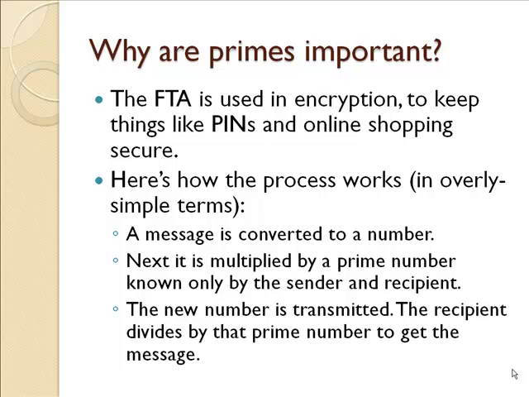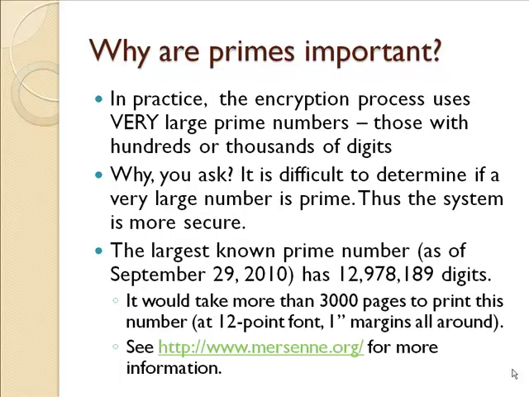In practice, prime numbers like 13 or even 97 are not used. Those are much too small. Really, they use some very large prime numbers, those with hundreds or thousands of digits. The reason is that for a very large number, it's difficult to determine if that number is prime, and that keeps the system more secure.